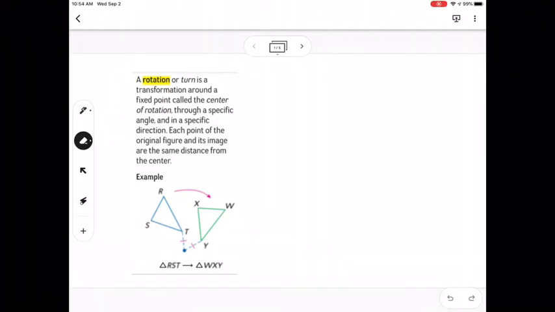In this lesson, we're going to talk about rotations of shapes. So we're going to be rotating. So we're going to look at the definition. A rotation, or a turn, is a transformation around a fixed point called the center of rotation through a specific angle in a specific direction. Each point of the original and its new image are the same distance from the center.